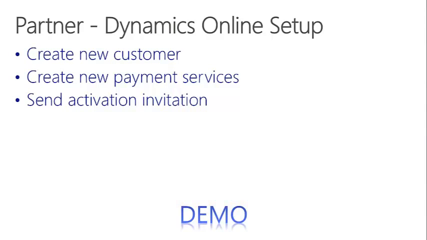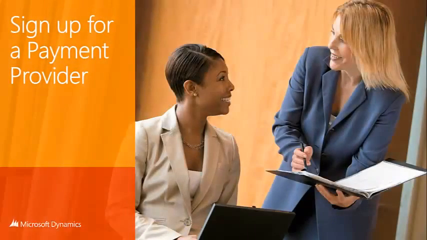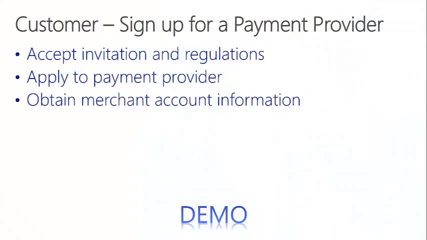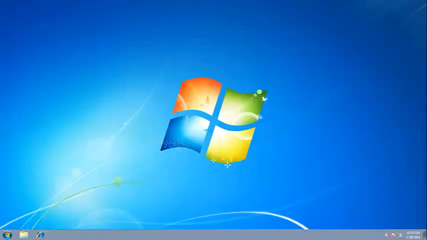Alright, so since that's all that the partner needs to perform, we'll go on to our next step, which is signing up for a payment provider. And this step must be performed by the customer. They will open that invitation email that we sent and accept the terms of agreement. Then they'll apply to the payment provider and obtain their merchant account information from that payment provider. So let's go ahead and look at those steps.